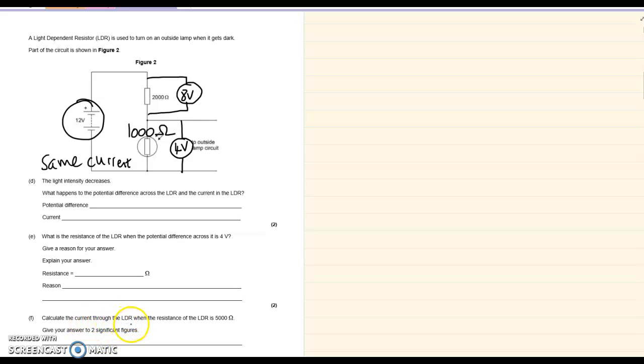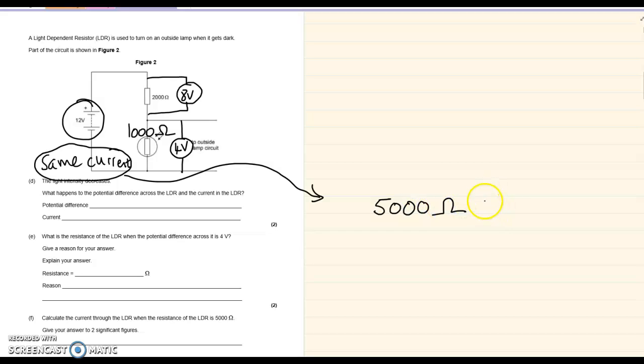Calculate the current through the LDR when the resistance of the LDR is 5,000 ohms and give your answer to two significant figures. Now we've just said that the current is the same in the whole circuit. So to answer this question here, we know that the LDR is 5,000 ohms. We know that the total resistance in the circuit is the sum of the individual resistances. So the total resistance is going to be 7,000 ohms.